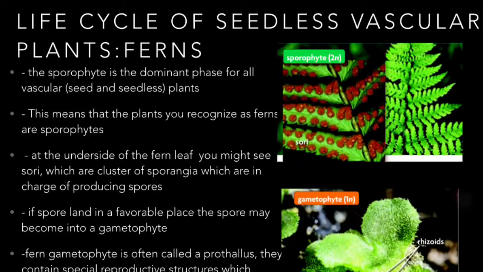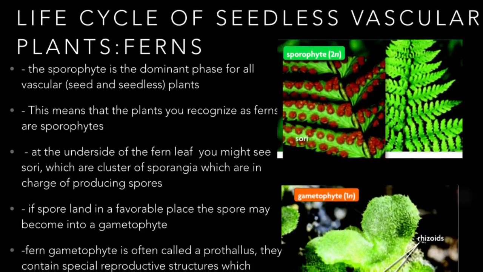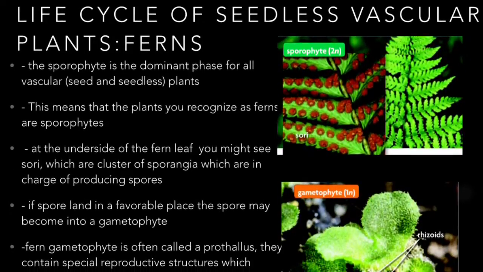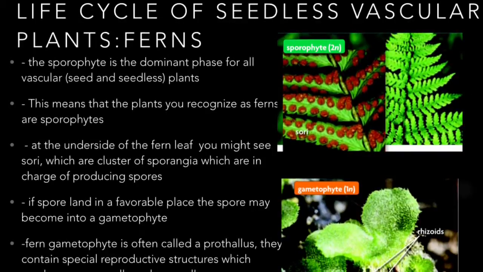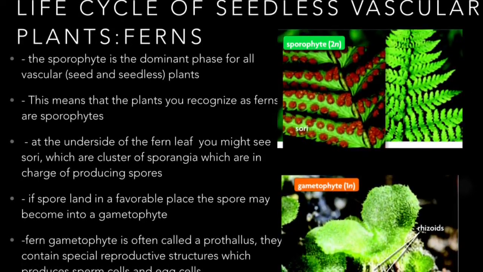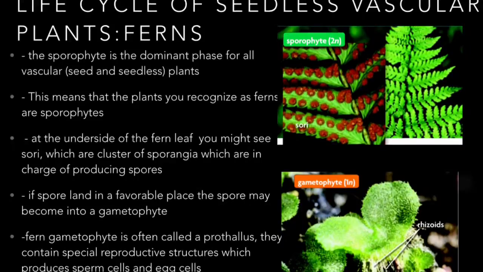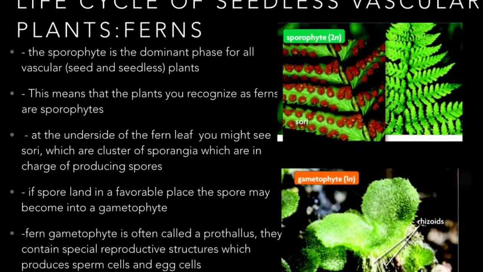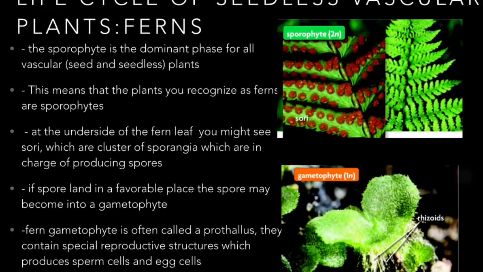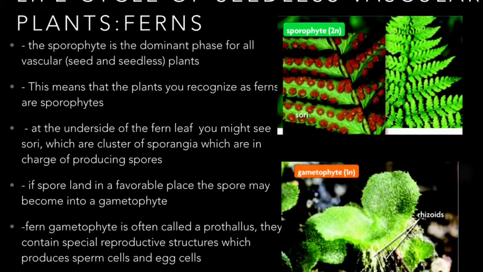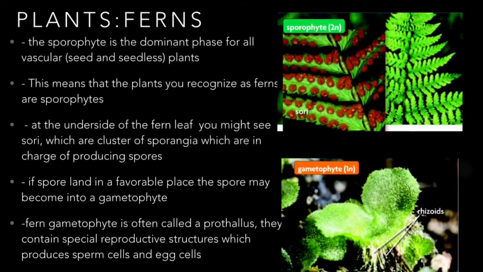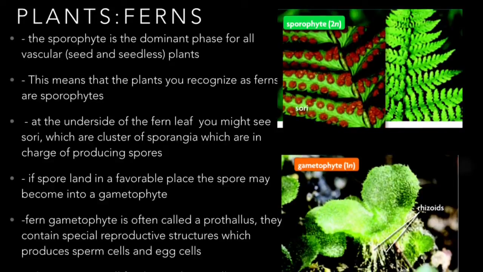Life cycle of seedless vascular plants, ferns. The sporophyte is the dominant phase for all vascular plants, seed and seedless. This means that the plants you recognize as ferns are sporophytes. On the underside of the fern leaf, you might see sori, which are clusters of sporangia, which are in charge of producing spores.